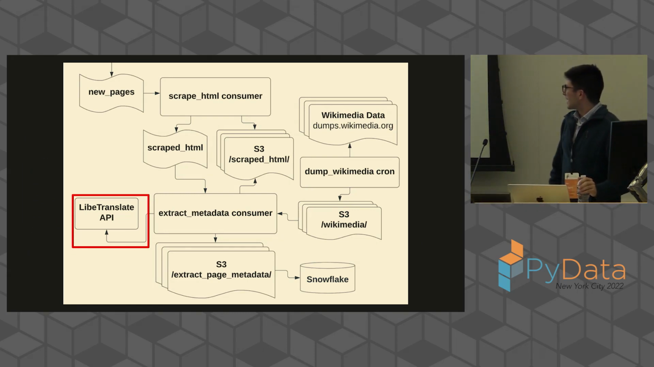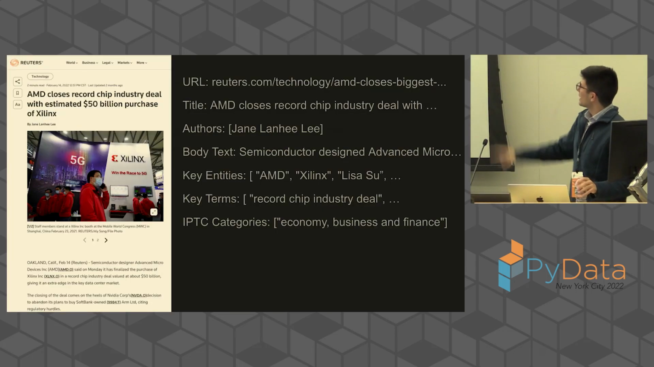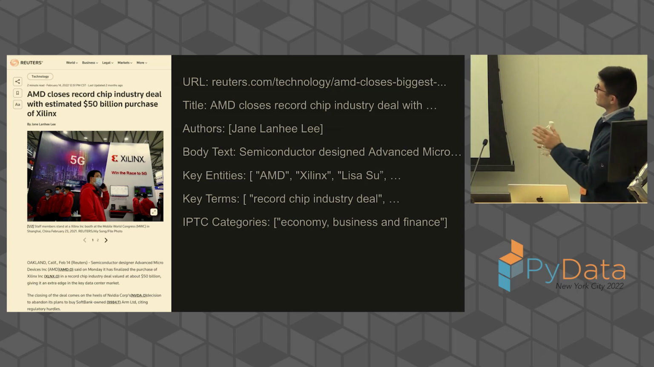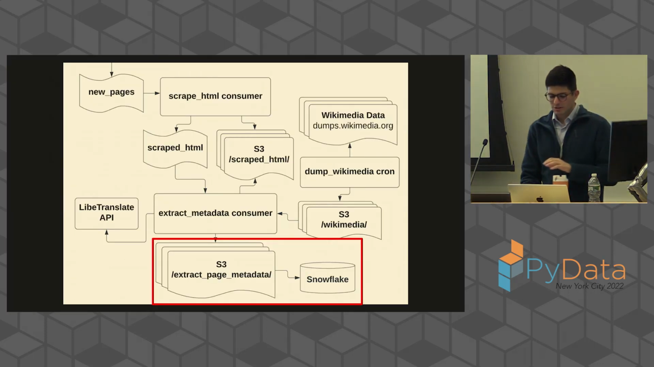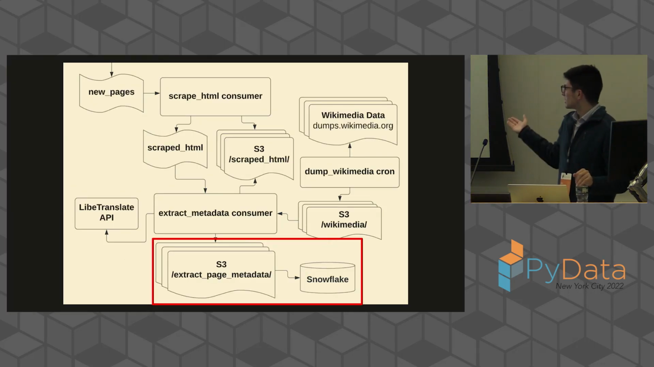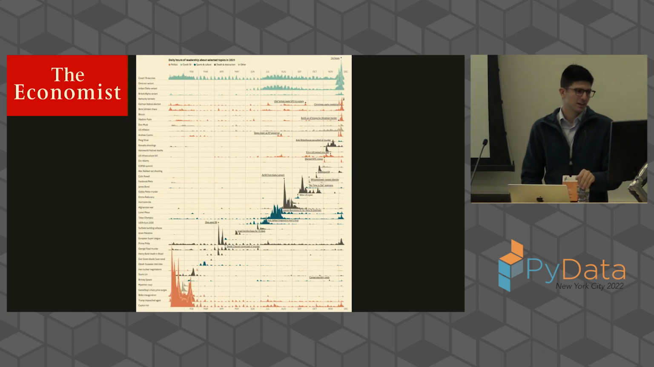So sure enough, back to our pipeline overview, we have the Libre Translate API in there that we can pull. So we have some Reuters article here, and in addition to just having the headline, we know the body text, we know the key entities, which are AMD and Xilinx. We have some idea of the key terms, which are that it's talking about this record industry deal, and we know the IPTC categories: economy, business, and finance. So a lot more of a complete view. With that, we export that out to S3, and then we load it via Snowpipe into Snowflake.